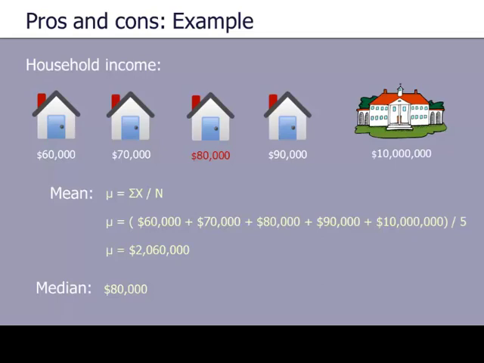At over $2 million, the mean greatly overestimates income for 4 of the families and greatly underestimates income for the outlier. Whereas the median, at $80,000, is fairly close to the income for 4 families and only badly underestimates the income for the outlier. So in this example, it looks like the median is a better indicator of typical household income. This example illustrates the point we made earlier. When you have a small sample with an outlier, the median is often the better measure of central tendency.